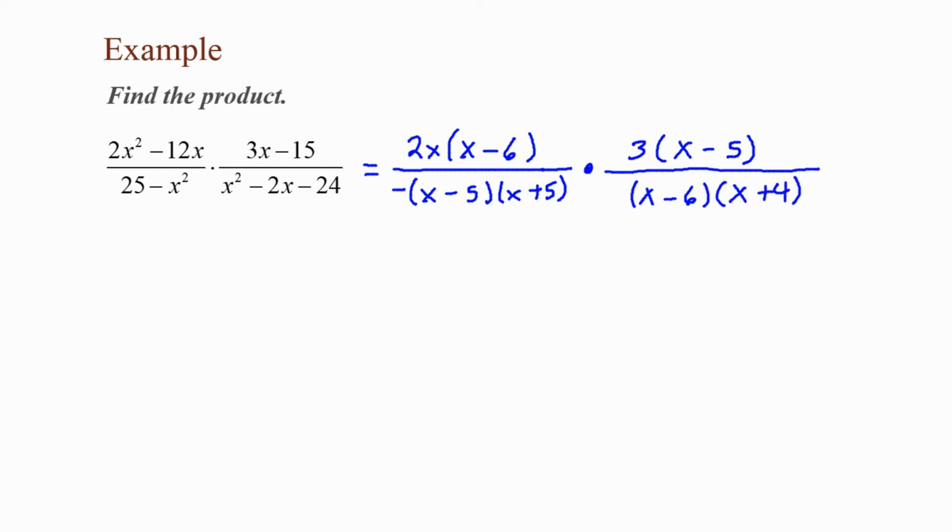Now I can cancel everything that's in common. X minus 5 cancels with x minus 5. X minus 6 cancels with x minus 6. One of the ways I can write my answer is by writing this negative in front of the entire answer. So equals negative 2x times 3 is 6x divided by x plus 5, x plus 4. I can also write it in front of the 6x if I wanted, or in front of my denominator.